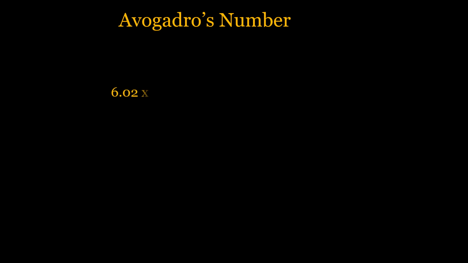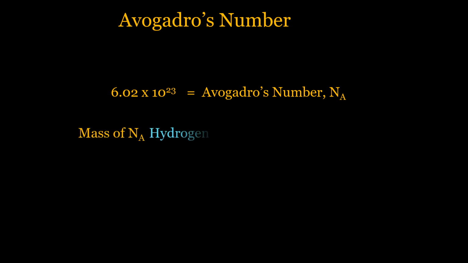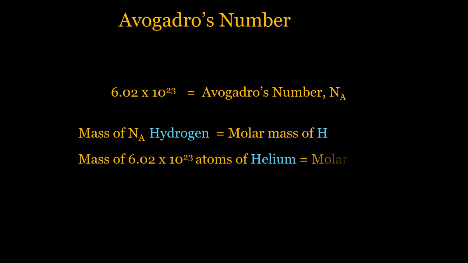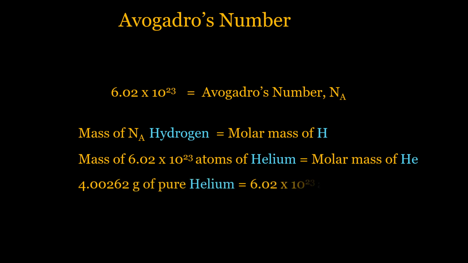The number 6.02 × 10^23 is named after Amedeo Avogadro, called Avogadro's number, denoted as N with a subscript A at the right side. The mass of Avogadro's number of hydrogen atoms will be equal to the molar mass of hydrogen. And the mass of 6.02 × 10^23 atoms of helium is called the molar mass of helium. Or, we can say, 4.002602 grams of a pure sample of helium element will have 6.02 × 10^23 helium atoms.